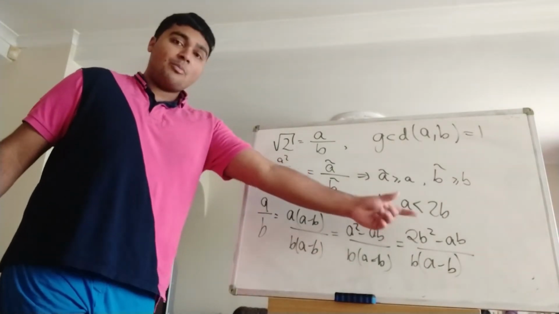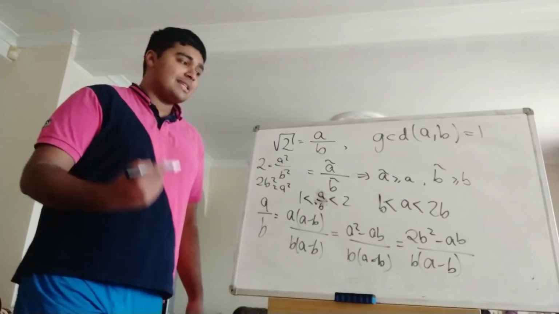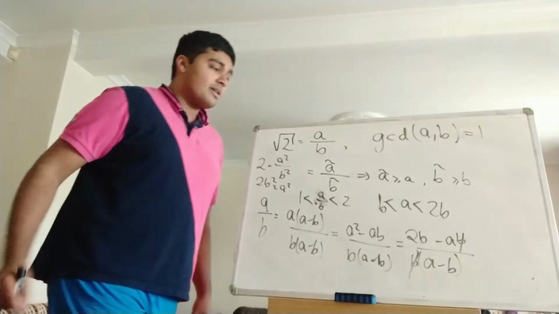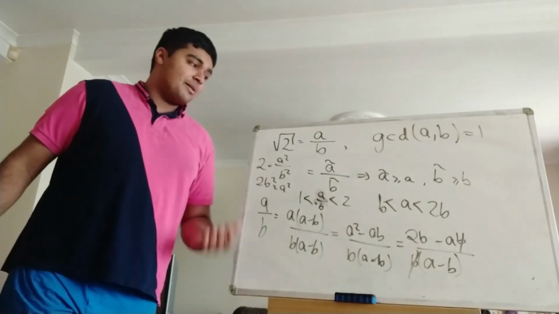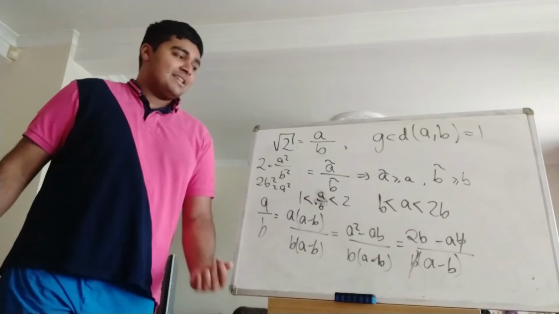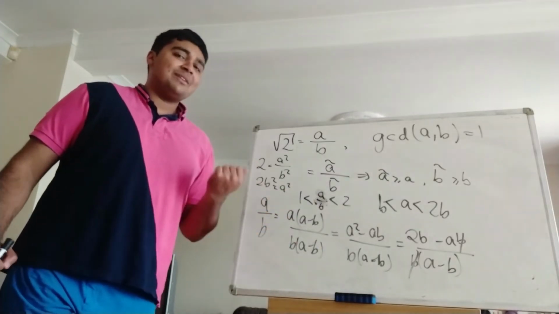But notice on the top we can factor out a b, and on the denominator we've already factored out a b, so those can cancel. So if we cancel this b with this b and make that 1, we've now got that a divided by b is equal to (2b minus a) divided by (a minus b). Now I claim that this is a contradiction. Let me clean up the whiteboard and I'll quickly explain why.